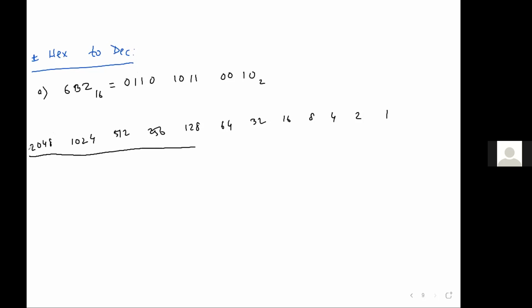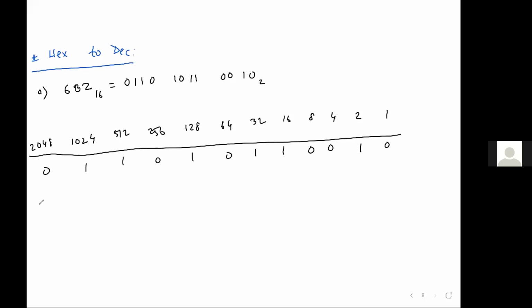We don't need it, sir, we have 0 there. I know, but it's better if we keep it. It becomes easier for others to understand. If you get that point, that is also fine. So let us just write the digits. So 0, 1, 0, 0, 1, 1, 0, 1, 0, 1, 1, 0. Okay. So if we simply multiply and add.